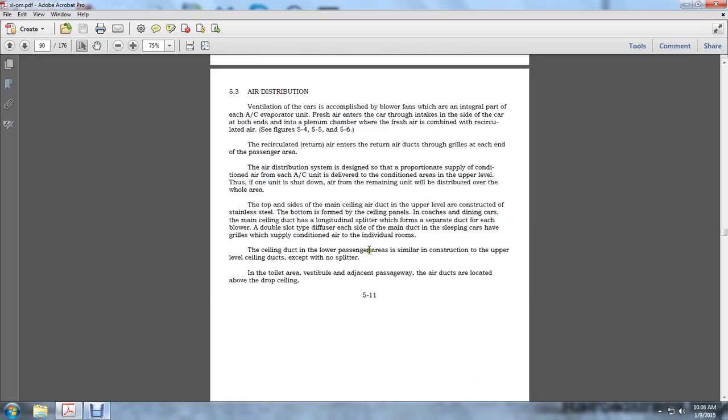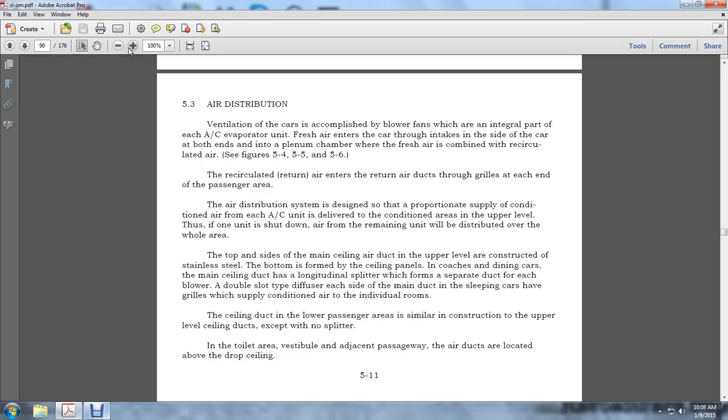The air distribution. Ventilation of the car is accomplished by the blower fans, an integral part of the AC evaporator. Fresh air enters the car through the intakes at the side of both ends of the plenum chamber, where the fresh air is combined with the recirculated air. The recirculated air enters the return air ducts through the grills at each end of the passenger areas.